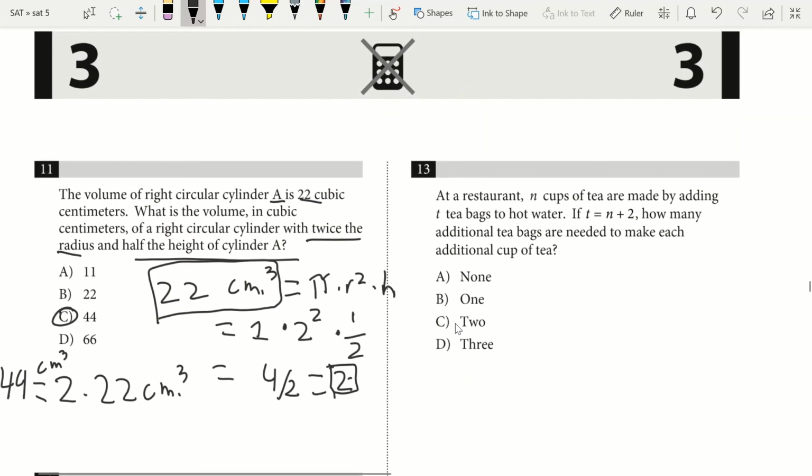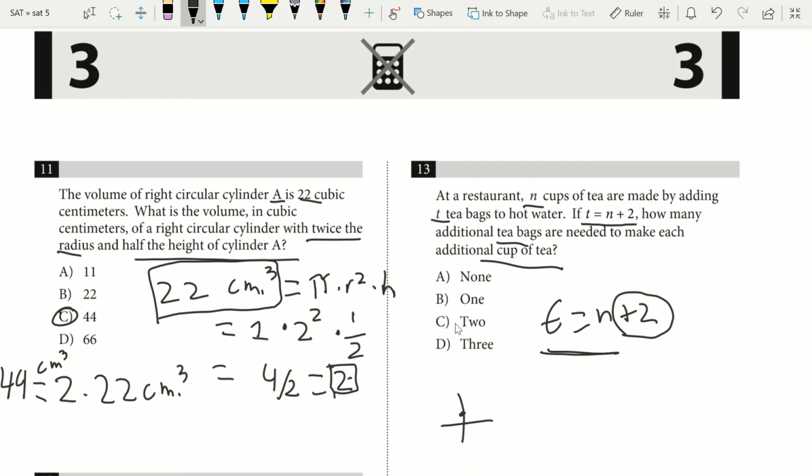Question 13. At a restaurant, n cups of tea are made by adding tea bags to hot water. If t equals n plus 2, how many additional tea bags are needed to make each additional cup of tea? Well, if we need one more cup, which is represented by n, we will have to increase t by 1, right? Because this 2, we can think about this as our y-intercept, right? If our y-intercept's 2, we just have y equals x, right? So if we wanted one more cup of tea, we need one more bag, right? Because it's just y equals x is how we can view it. So we know our answer will be B, 1.